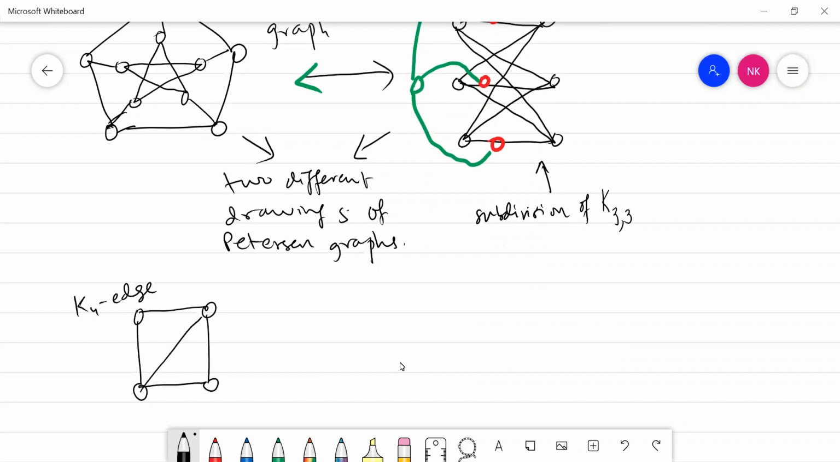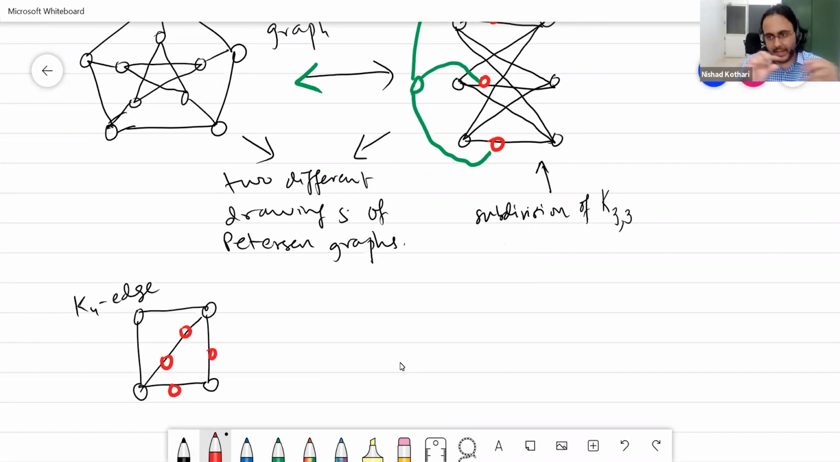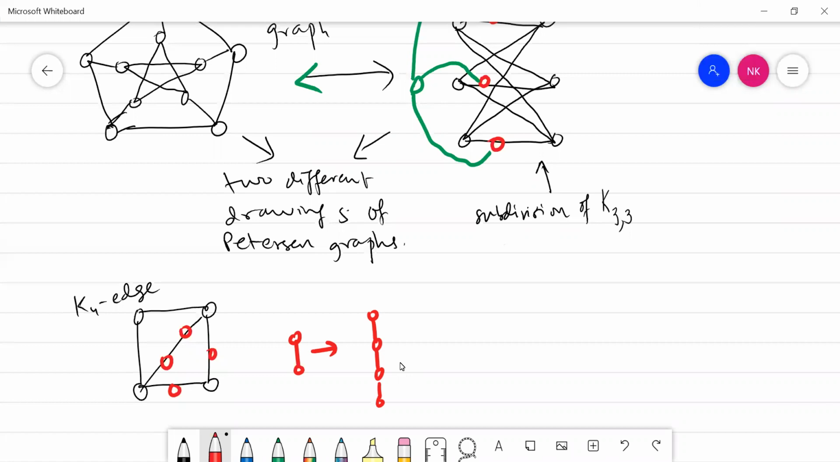And a subdivision is just this. You just take any edge and you put vertices on that edge. Or in other words, you replace any edge by a path, right? So this definition has nothing to do with K5 or K33. For any graph, you can define a subdivision of the graph. Does that make sense? Okay. Thank you.